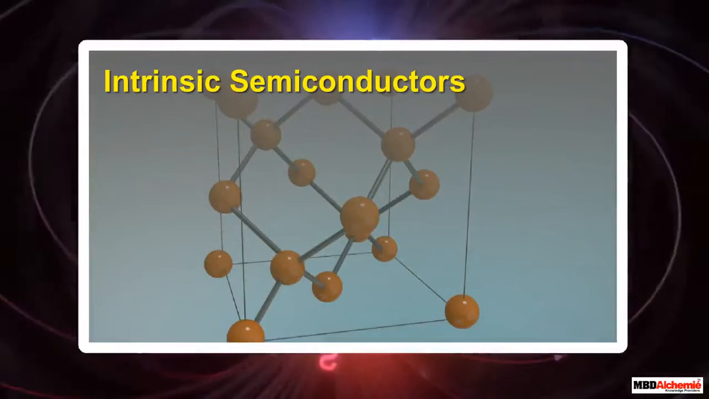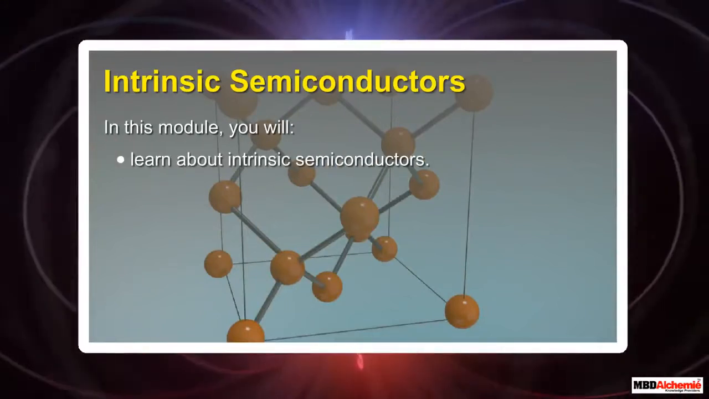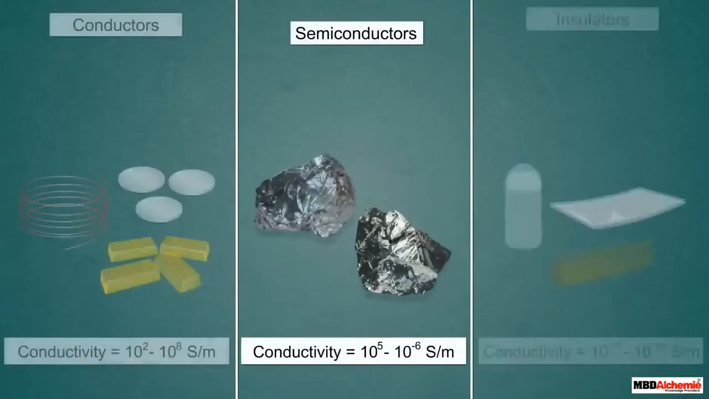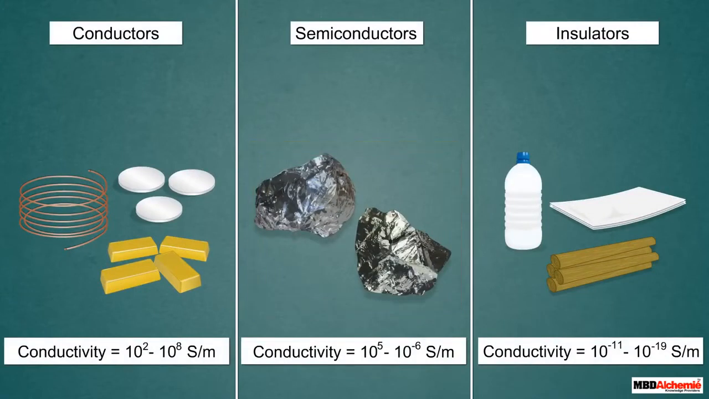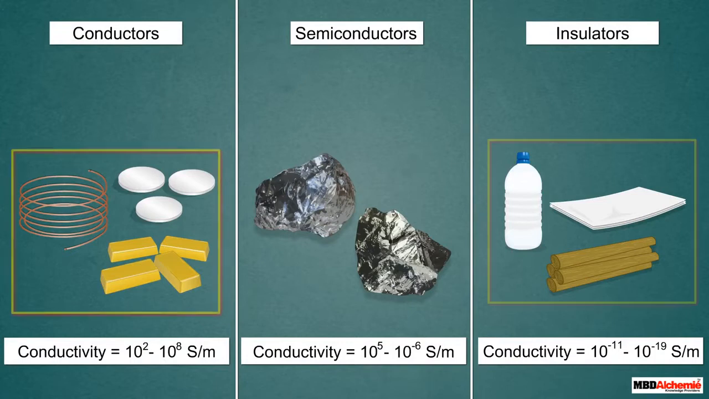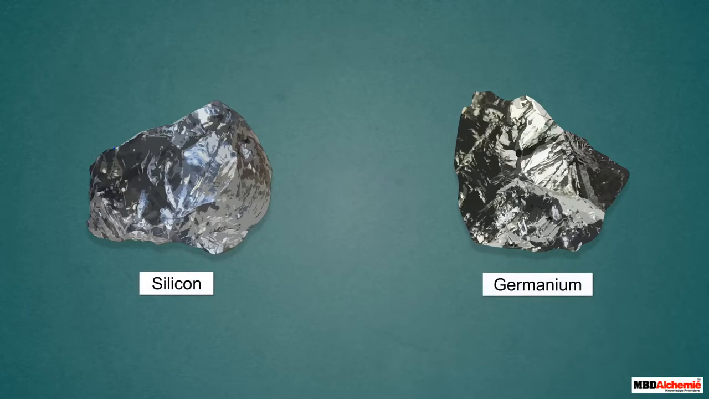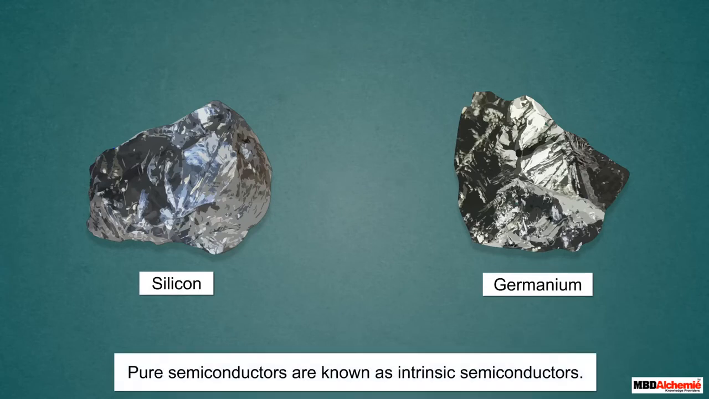Intrinsic semiconductors. In this module, you will learn about intrinsic semiconductors. Semiconductors, as we know, are the materials with conductivities lying between conductors and insulators. Silicon or germanium, most commonly used as semiconductors, occur naturally and are the pure semiconductors. These pure semiconductors are known as intrinsic semiconductors.